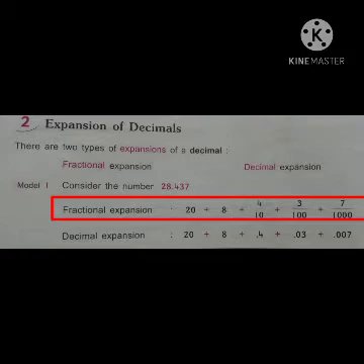We know very well the expansion form, no? Yes, like that we have to do 20 plus 8. Afterwards, point is there, no? With the point we have to write 4 by 10 plus. Next one is 3 hundredths, 3 by 100 plus 7 by 1000.